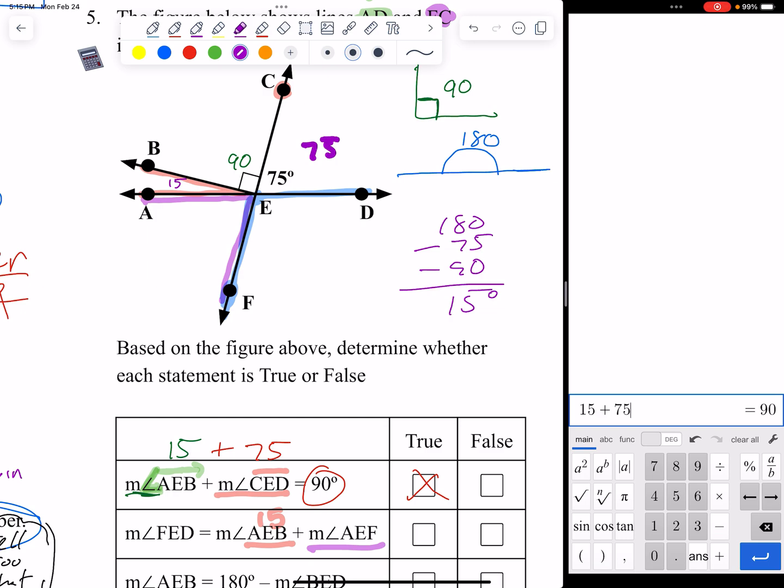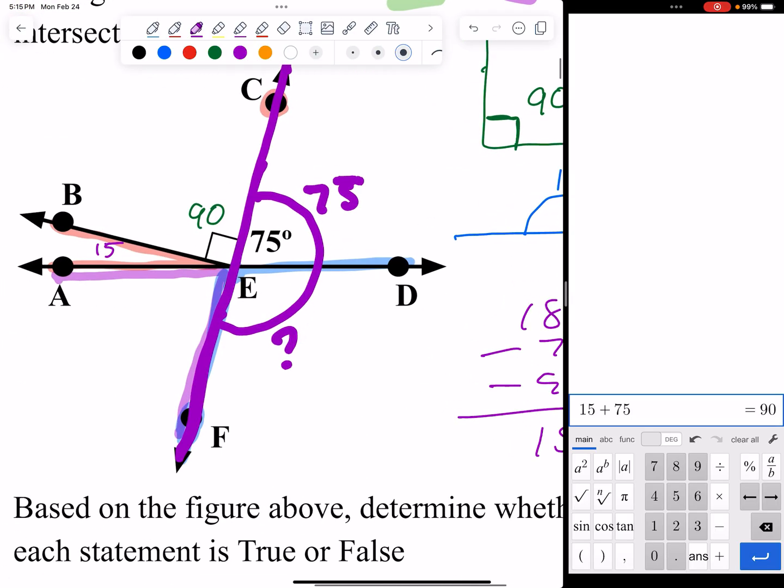Interesting. Okay, so that is a little tricky to find out, because I don't know what the purple and the blue one are. So is there a way I could figure that out? Well, I'm going to use the same trick I did earlier. I'm going to make this a straight line. And now I'm going to go from here to here. So how do I find the missing angle? I'm going to do the same thing. I'm going to take the 180, because that's the whole thing, and I'm going to subtract 75. So 180 minus 75. And that's going to give me 105 for that angle.